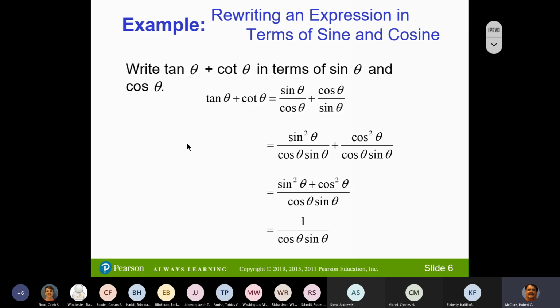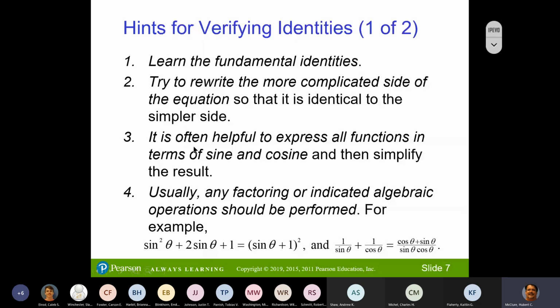So learn the fundamental identities. That's what I just showed you. Those 6 to 9 identities are the fundamental identities. Try to work on the more complicated side of the equation. It is often helpful to express functions in terms of sine and cosine, and usually any factoring should be performed. Okay, so there are little hints to do the next.